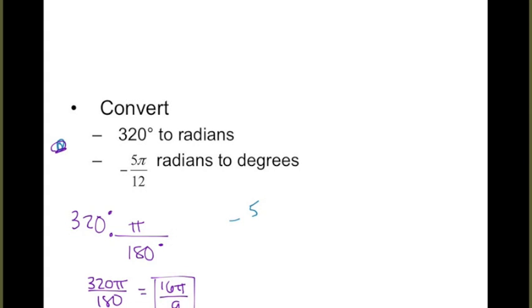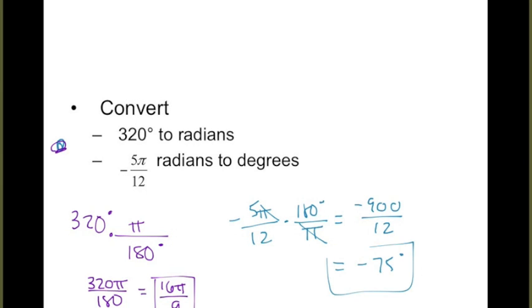For converting negative 5 pi over 12, I'm going to want to put pi on the bottom so that it cancels the pi that's there. Then I need to multiply 5 times 180, and I get negative 900 over 12, and divide by 12 gives me negative 75 degrees. Multiply across the top of the fractions and then divide by whatever's on the bottom of the fractions.